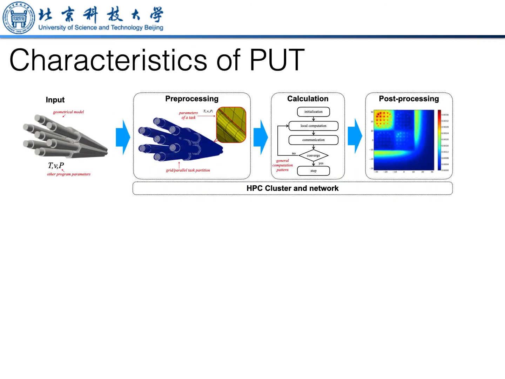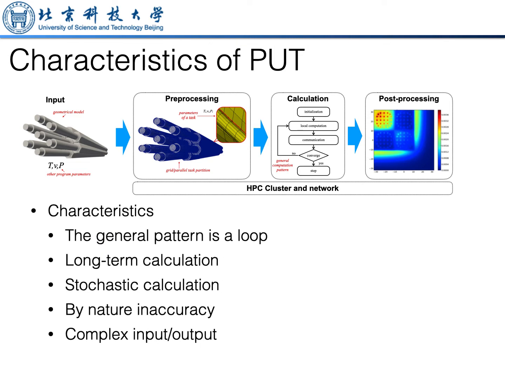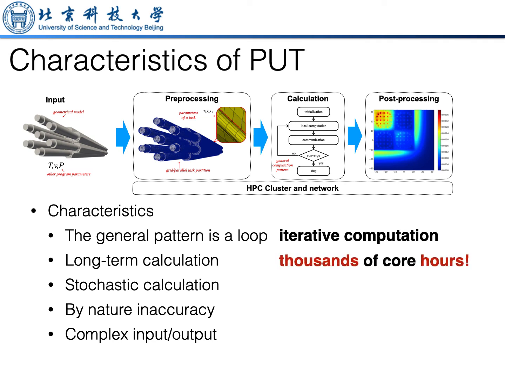The common structure of the program under test can be depicted as this picture. They usually consist of a pre-processing module, a main calculation module, and a post-processing module. The programs have some characteristics. First, the computation pattern is generally a loop. Second, the entire computation, even deployed on a supercomputer, may require thousands of core hours. Third, the computation may be stochastic.